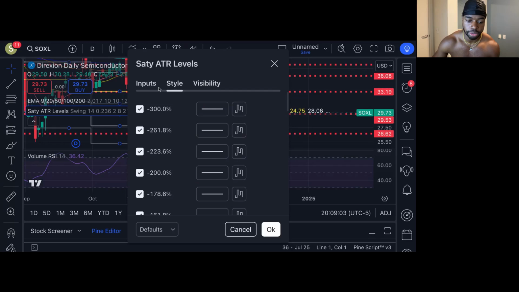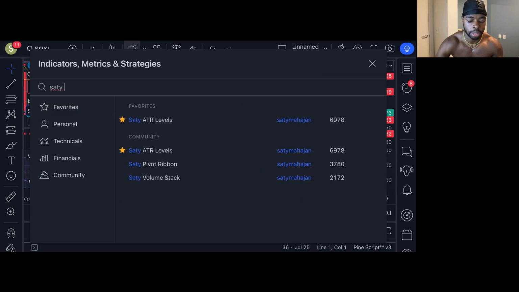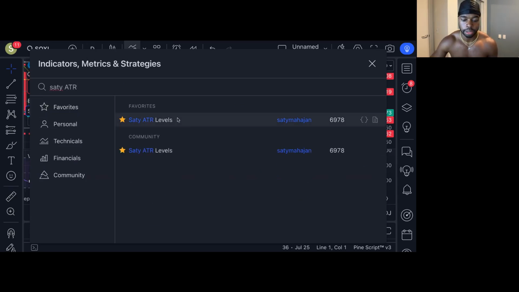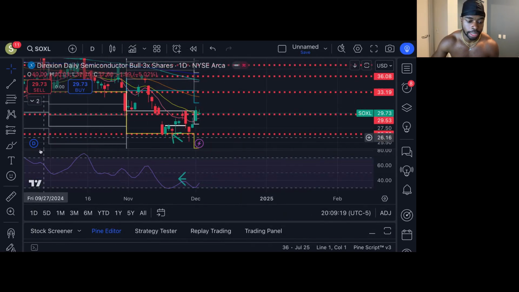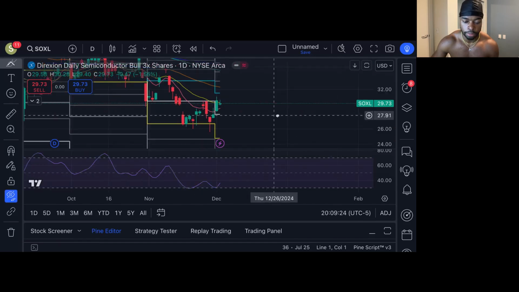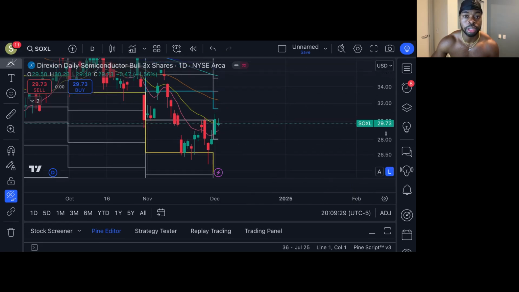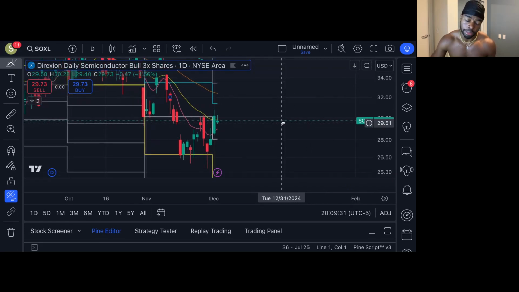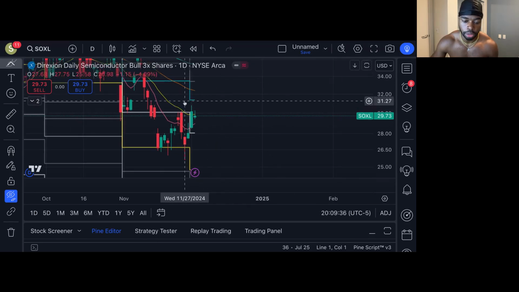We can show the settings here. So all you have to do is literally just go to the indicators here, and then just type in Saudi ATR. And then just click on Saudi ATR levels by Saudi Mahajan. Okay, and it's an ATR, an average true range, that incorporates pretty much the Fibonacci sequence, Fibonacci levels in its algorithm. Okay, to create these levels.